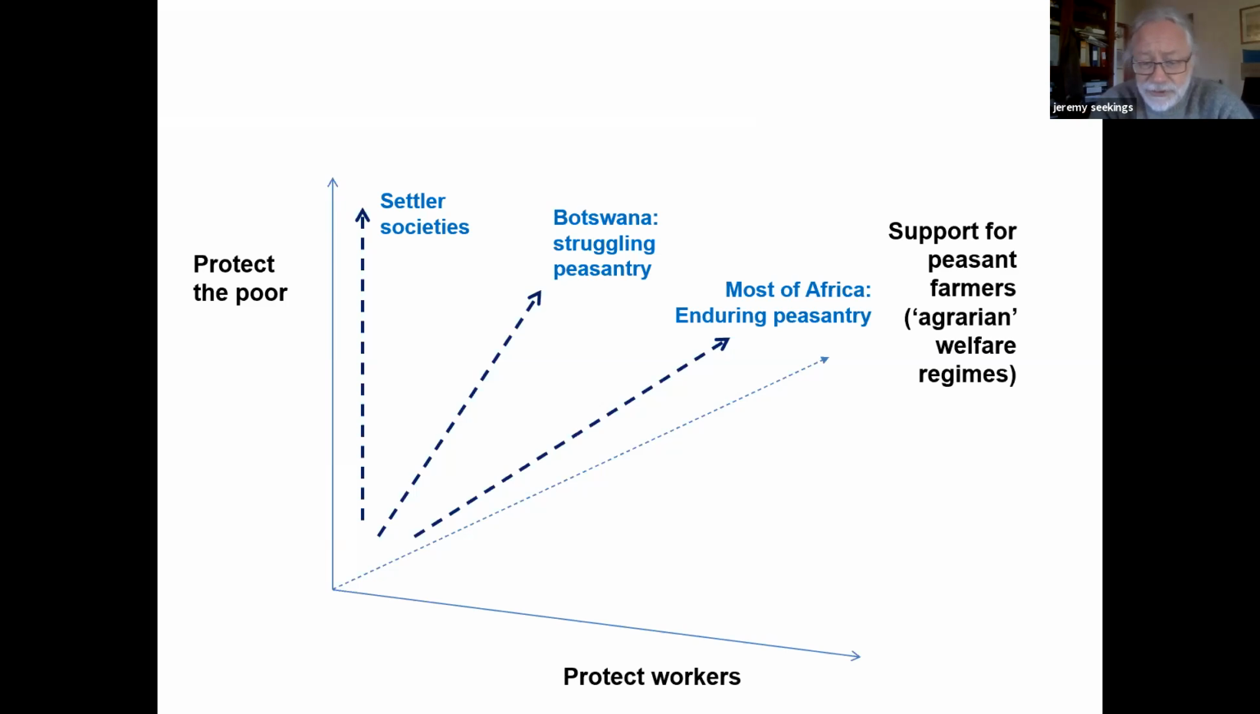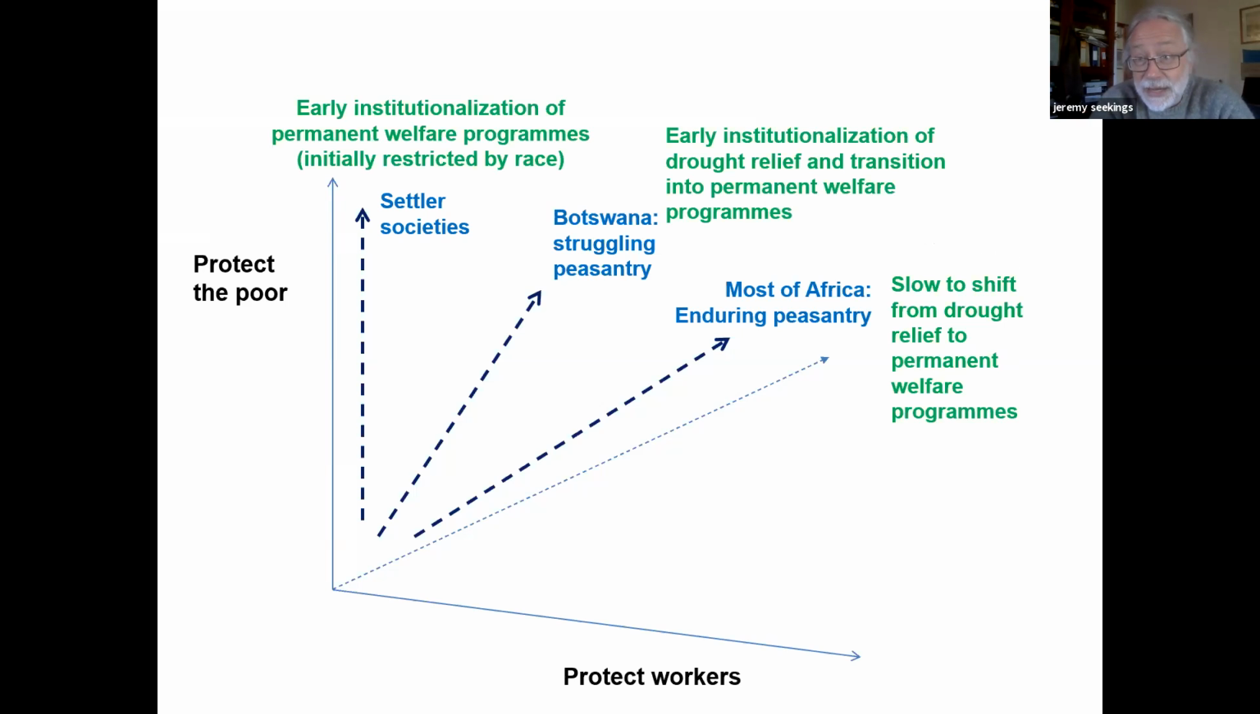So we've got these different trajectories, and they resulted in very different welfare regimes pre-COVID. So the settler societies, South Africa, Namibia, for example, have these well-institutionalized welfare programs, extensive coverage, considerable expenditure. Botswana institutionalized drought relief, which evolved over time into permanent welfare programs, but as we'll see, quite parsimonious, quite conservative, whereas most of Africa was very slow to shift from drought relief into permanent welfare programs.